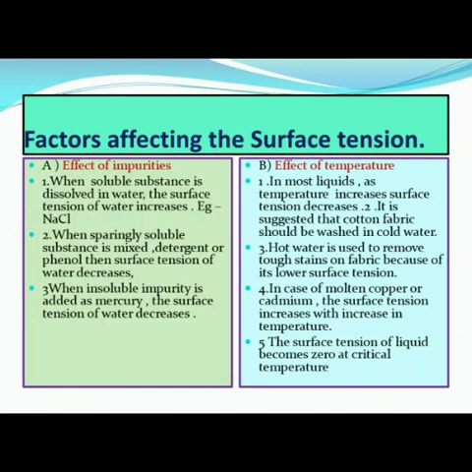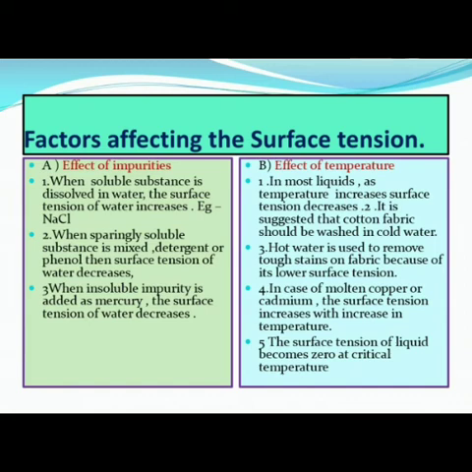Let us now move on to the factors affecting the surface tension. Students, the factors which are affecting the surface tension are, first, the impurities and second, the temperature. When I go into details, I'll be talking about the substances which are soluble, sparingly soluble and insoluble. Let us cite the first example, that is common salt. When a soluble substance is dissolved in water, the surface tension of water increases.